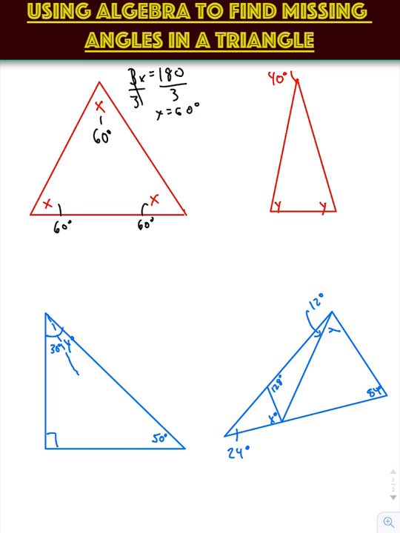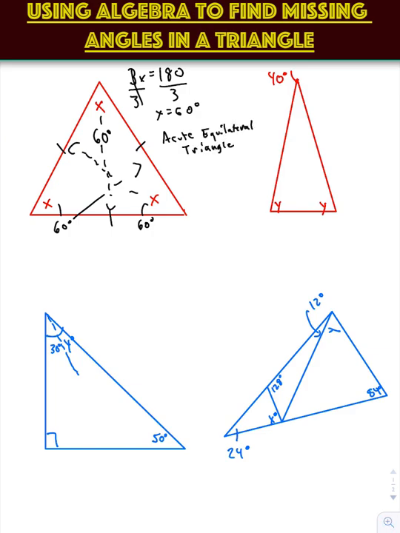Okay, we know that if each angle is the same, that means each of the corresponding sides, each side length, is the same. That means in this case we have an acute equilateral triangle.